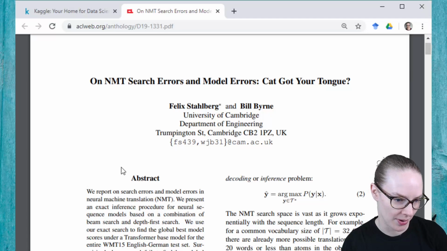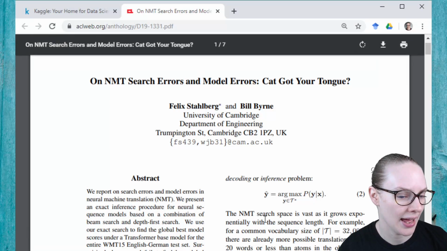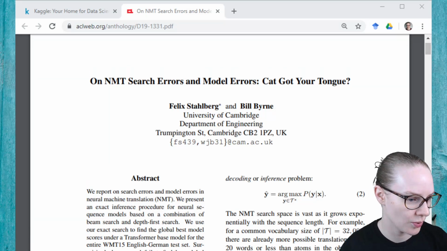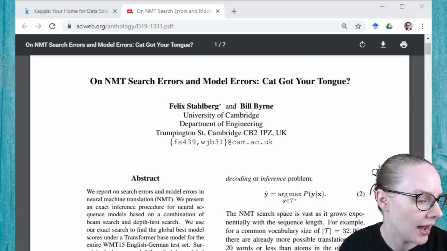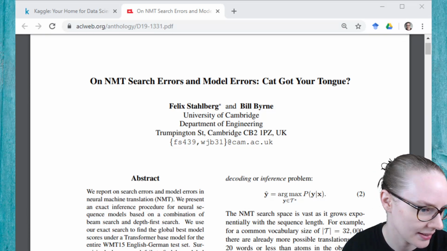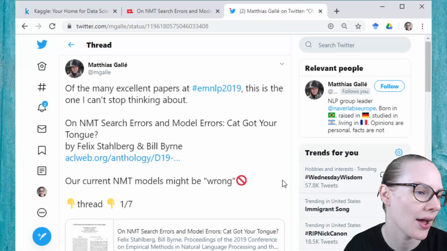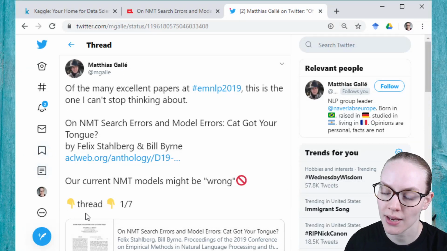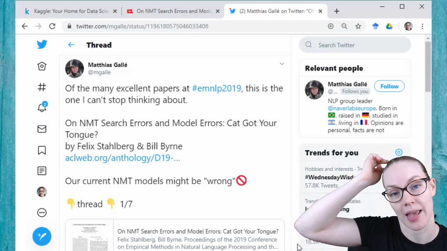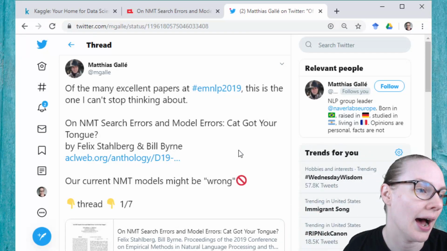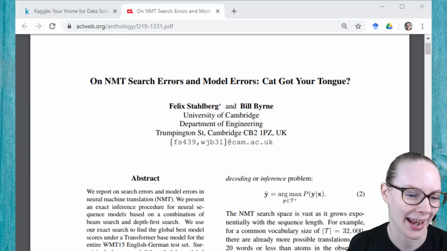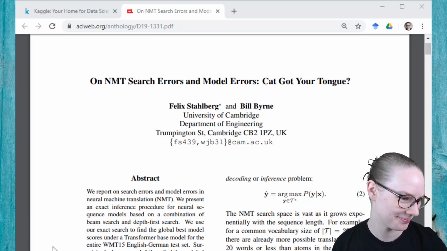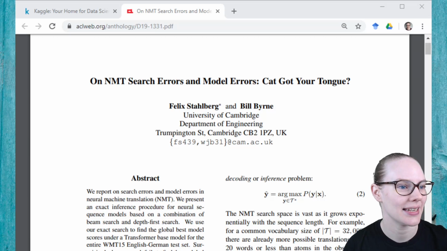The reason I picked this paper is I ran across a Twitter thread a while ago about it by Matthias Gallet, where he was talking about the contents of the paper and how it has pretty big implications for neural machine translation as a field. I was like, oh, that sounds pretty cool. I'm going to put this on my list. It's been on my list for a while now, and I want to read it. So we're reading it. All right, let's kick it off.